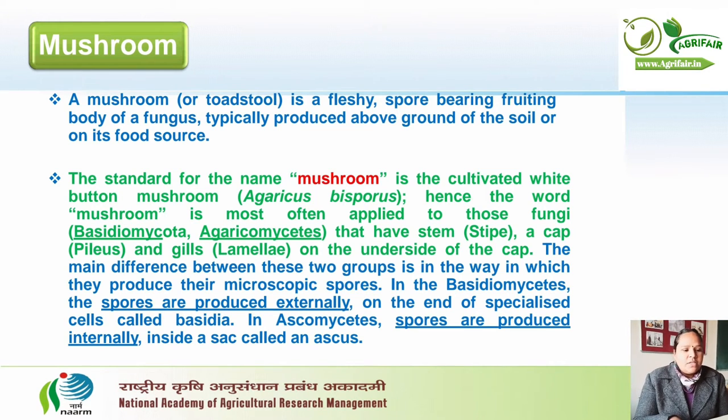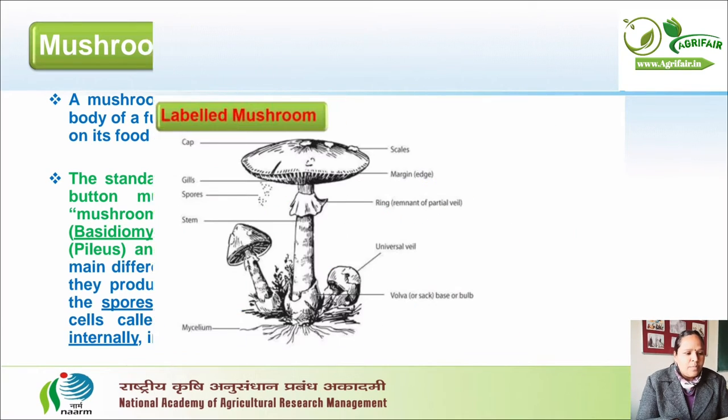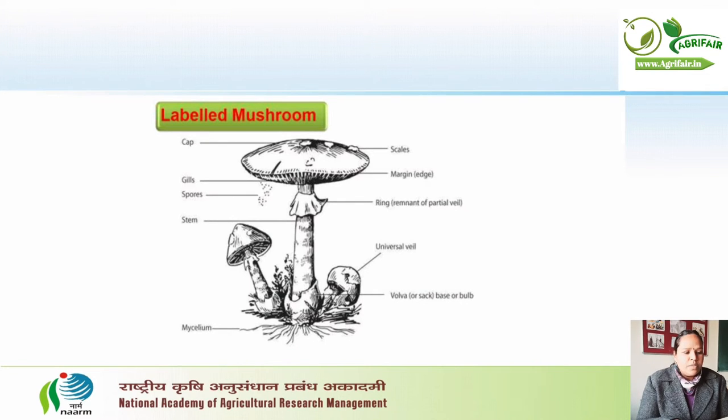In a mushroom, there is generally a stem, a cap, and gills on the underside of the cap. Now, this labeled diagram of a mushroom shows the typical structures. At the base, it contains mycelium, volva, universal veil, stem, ring, spores, gills and cap, and some scales are also found on the surface of the cap. Spores are generally produced on the gills.